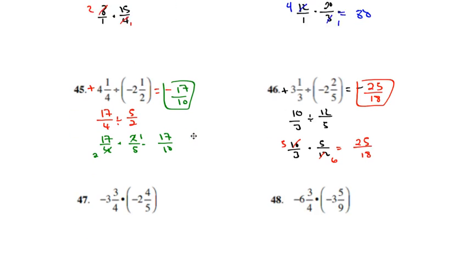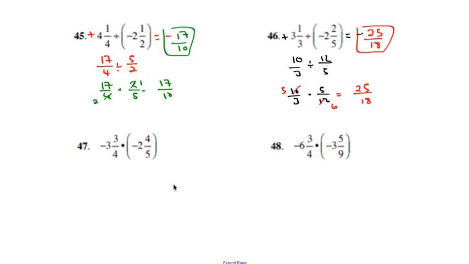And a couple more, let's scroll down a little bit. Negative 3 3/4 times negative 2 4/5. Negative times a negative, positive. Okay, now I can neglect the signs. 3 3/4, 3 times 4 is 12, plus 3 is 15 over 4, times 2 4/5, 2 times 5 is 10, plus 4 is 14, 14 over 5.